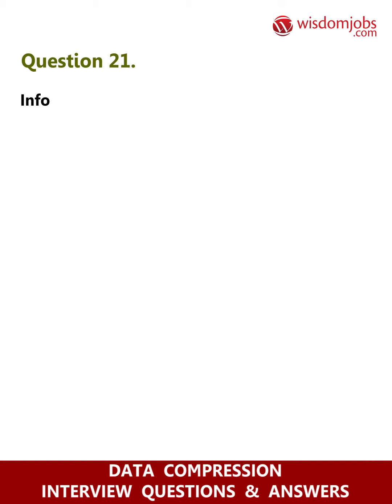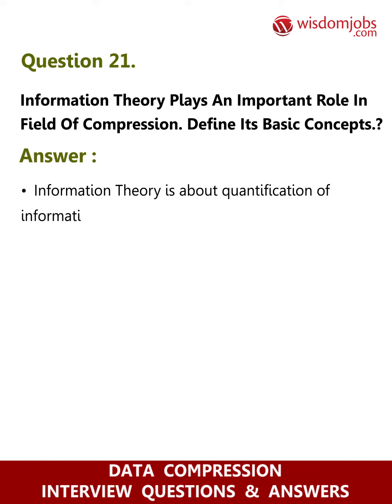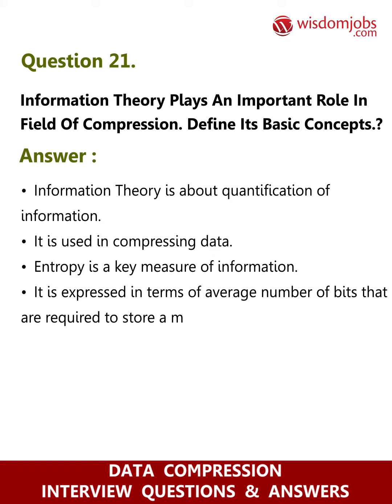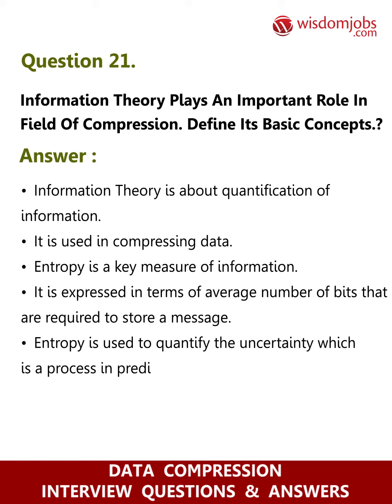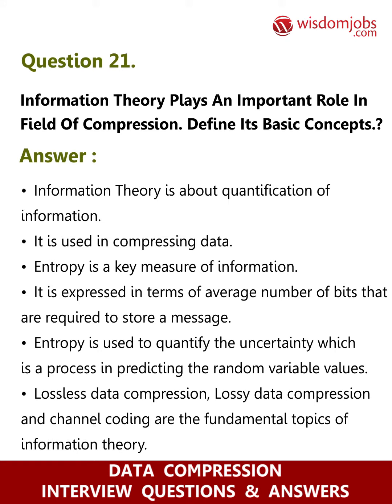Question 21. Information theory plays an important role in the field of compression. Define its basic concept. Answer. Information theory is about quantification of information. It is used in compressing data. Entropy is a key measure of information. It is expressed in terms of the average number of bits required to store a message. Entropy is used to quantify the uncertainty in predicting random variable values. Lossless data compression, lossy data compression and channel coding are the fundamental topics of information theory.